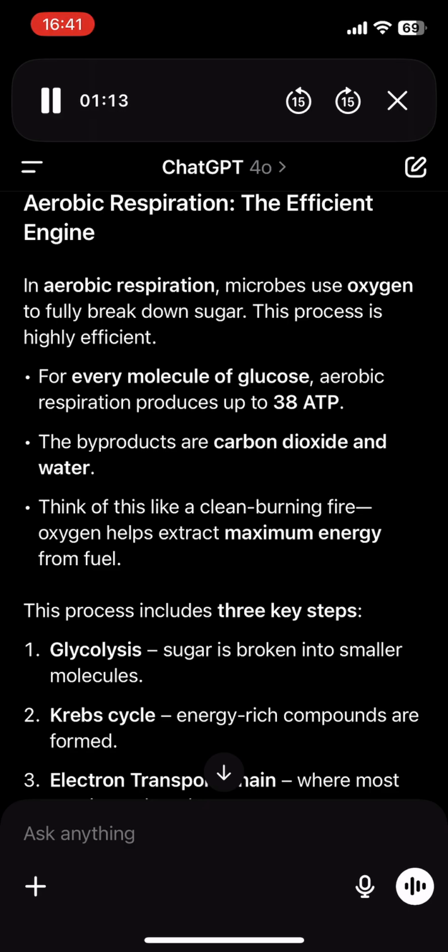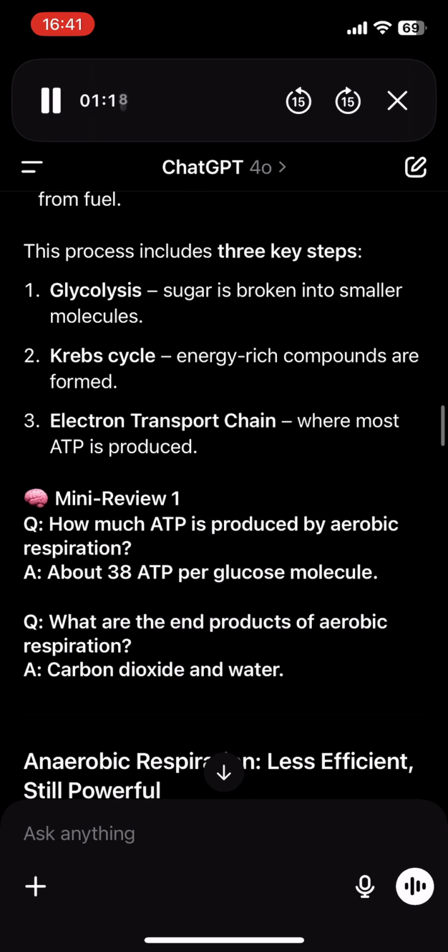This process includes 3 key steps. 1. Glycolysis. Sugar is broken into smaller molecules. 2. Krebs cycle. Energy-rich compounds are formed. 3. Electron transport chain, where most ATP is produced.